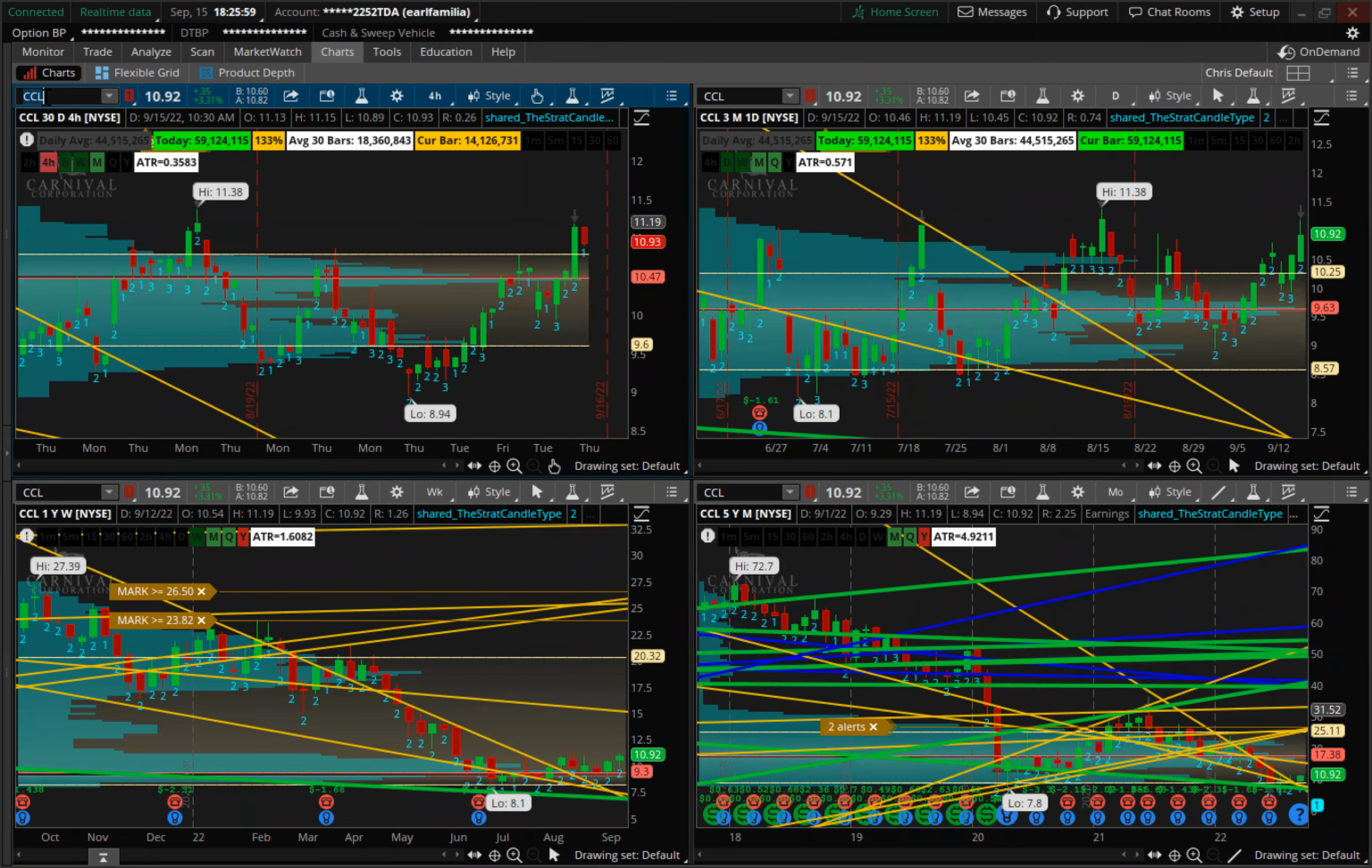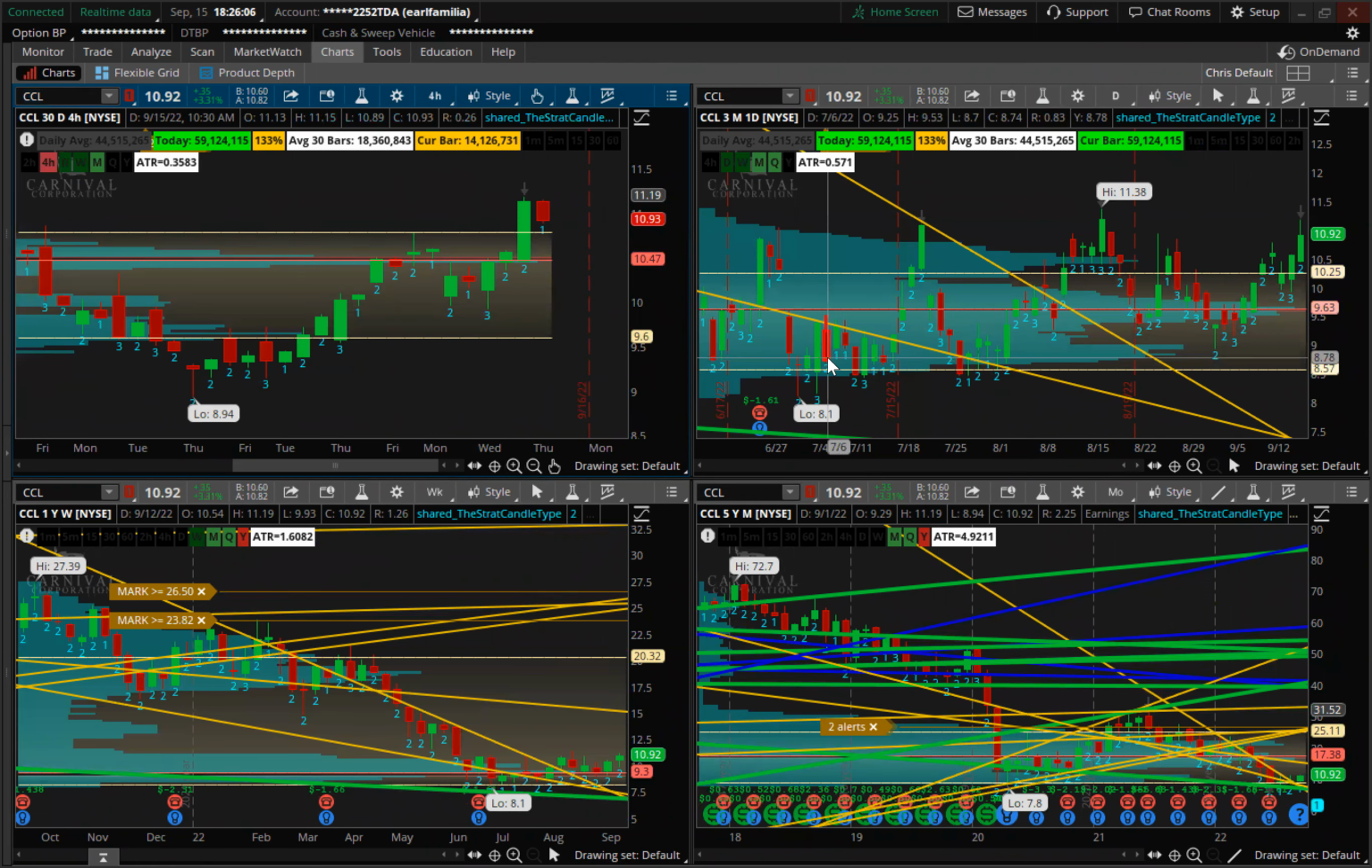So here on CCL, this one looks like it's setting up. I would like to see what the broad formations look like on the day. But it looks like this one's setting up for a reversal here. We've got a 212 potentially to the downside. But again, we saw travel take off today. So a lot of these travel stocks are looking solid.